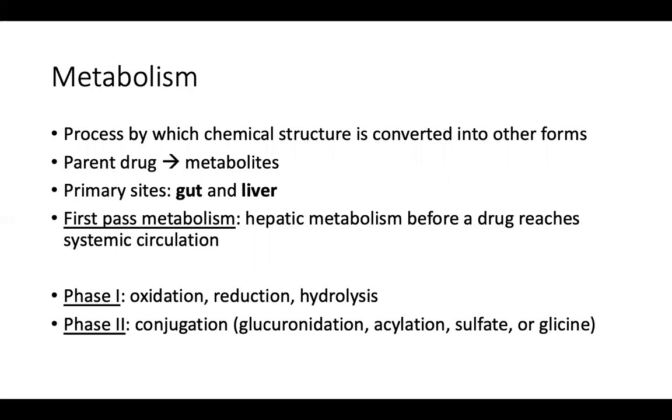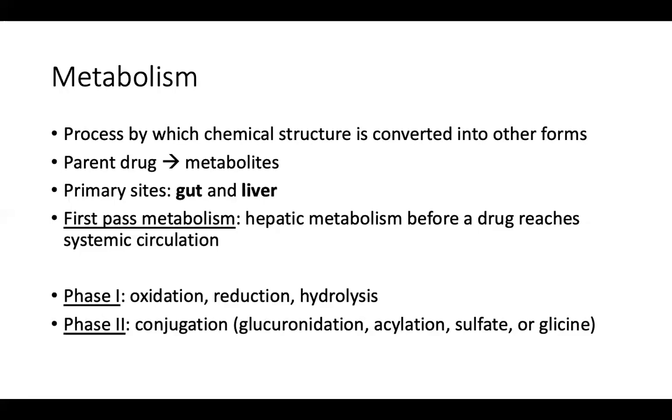So, for some drugs, there's not a great amount that makes it to the bloodstream because of this first pass metabolism. This includes phase 1 and phase 2 reactions. Phase 1 would be oxidation, reduction, or hydrolysis. Phase 1 can terminate the activity of a drug or convert a prodrug to its active form. This happens by adding a reactive functional group onto the compound, which permits the drug to be attacked by the phase 2 enzymes.